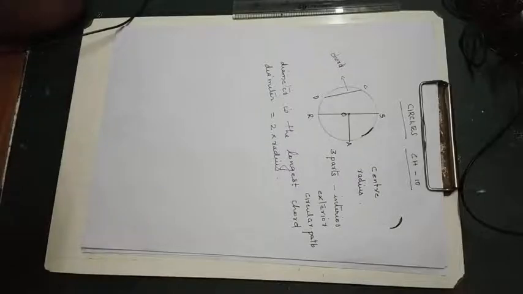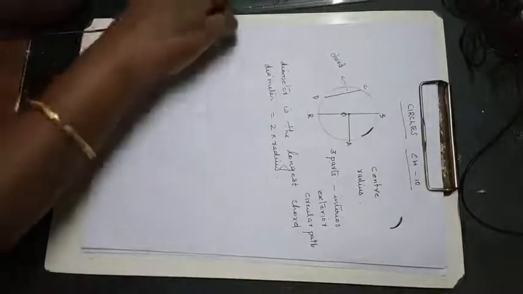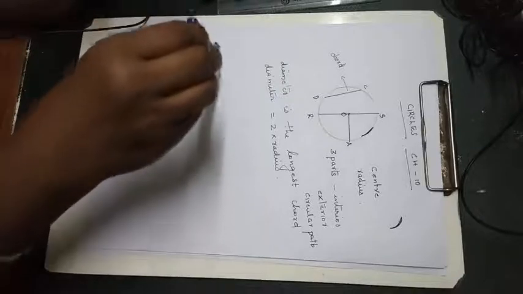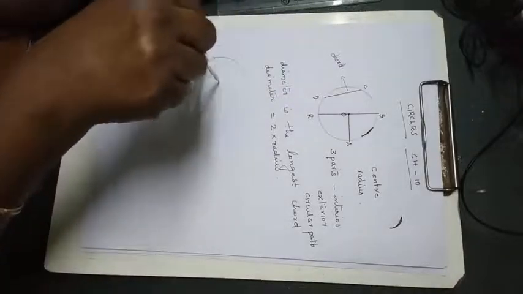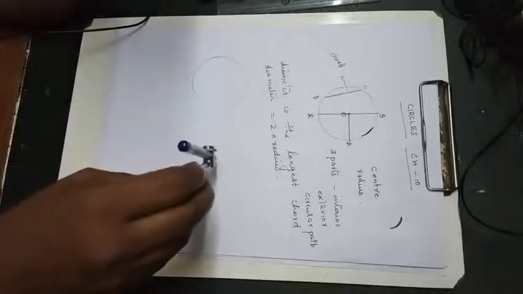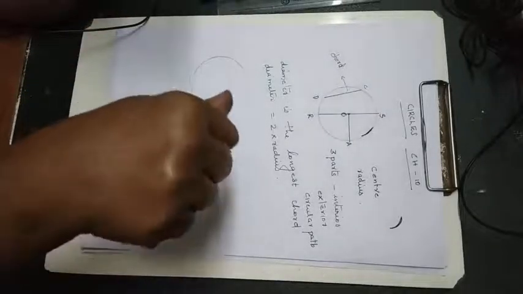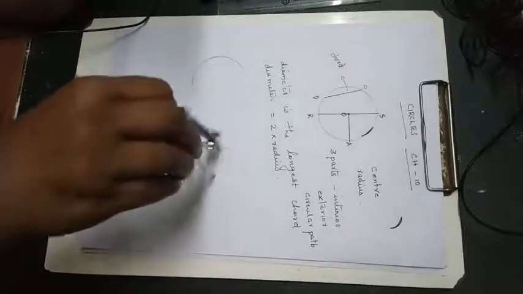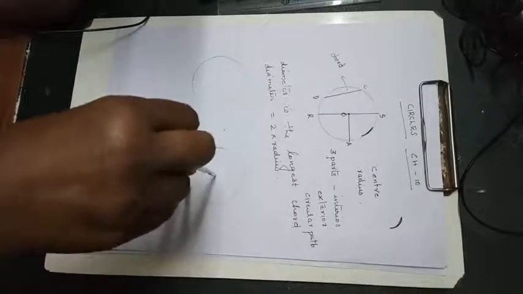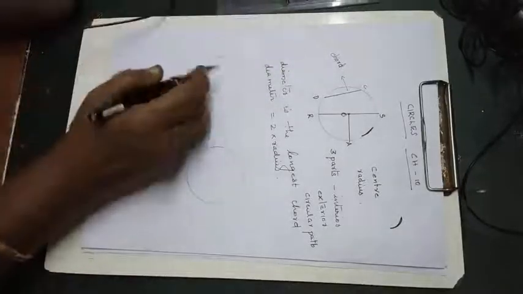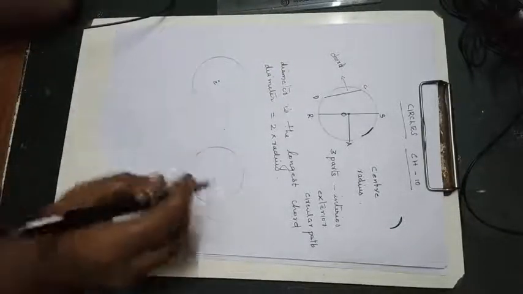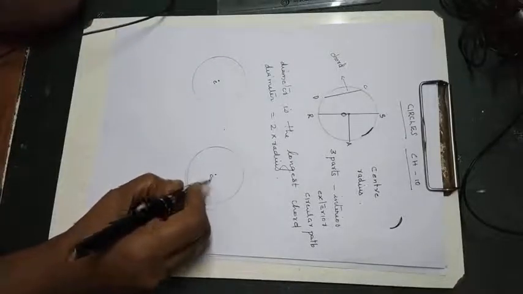Then comes segment and sector. So when you draw a circle, now we have marked here center C, and here also center C.